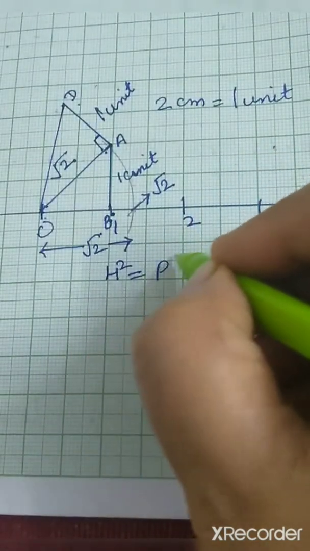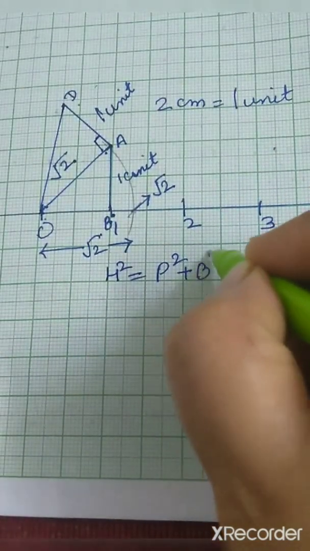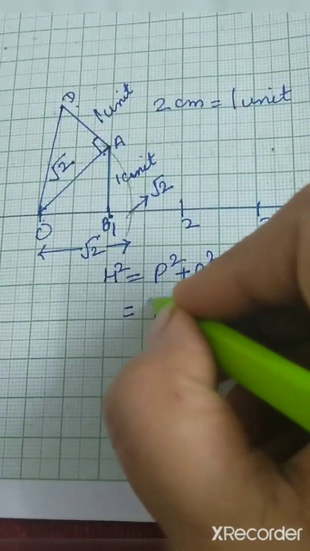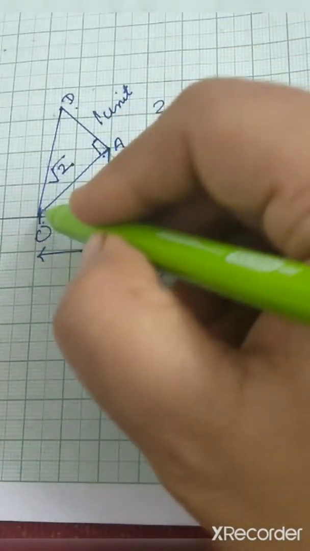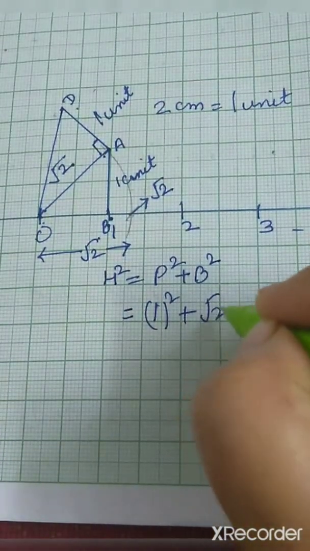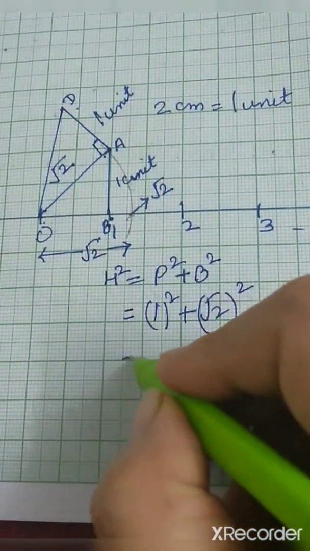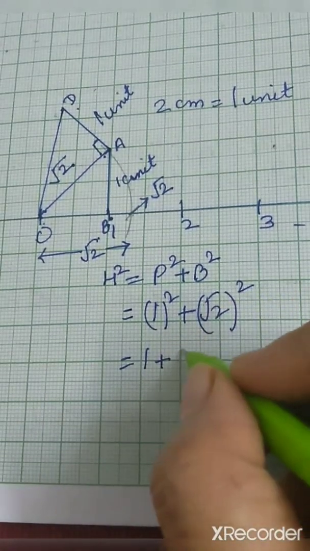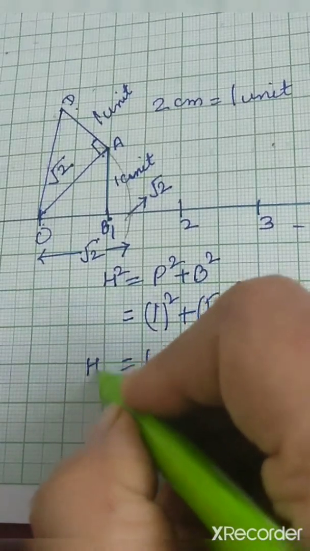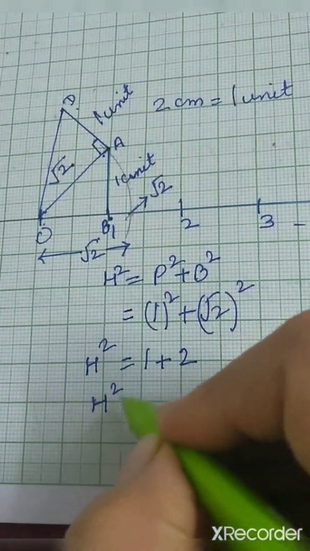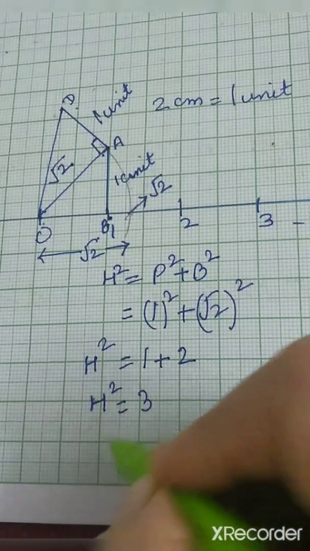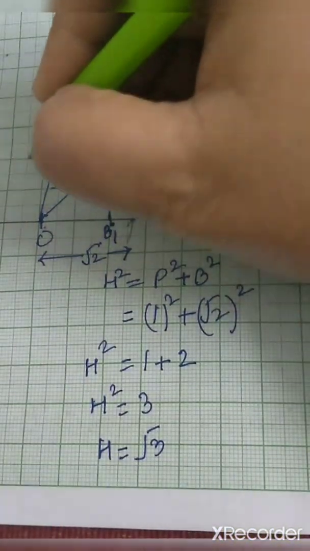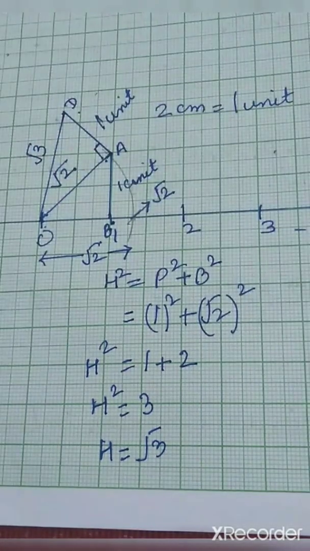So we will keep the values in Pythagoras theorem. H square is equal to P square plus B square. What is P? P is 1 and the value of the base is root 2. So we will keep the value. What will we get? 1 plus square root of 2 into square root of 2. You will get 2. So H square is equal to 3. So H will be equal to square root of 3. That means OD is giving you the value root 3.